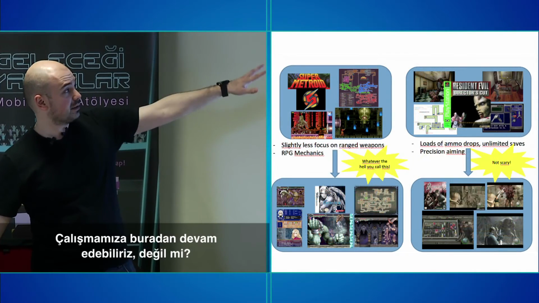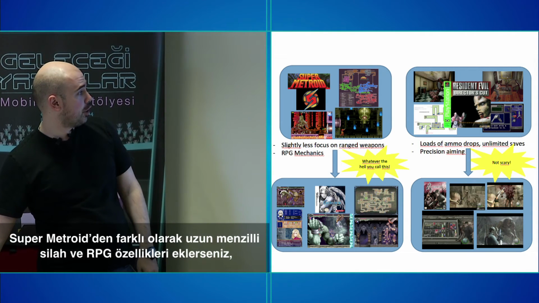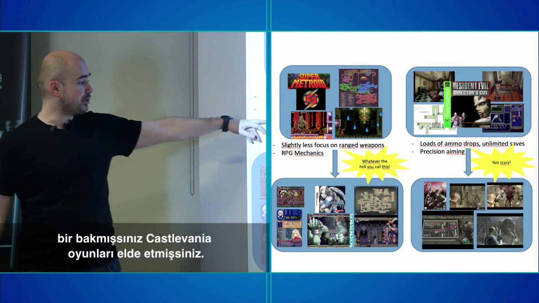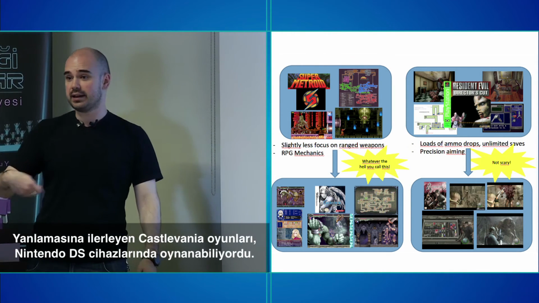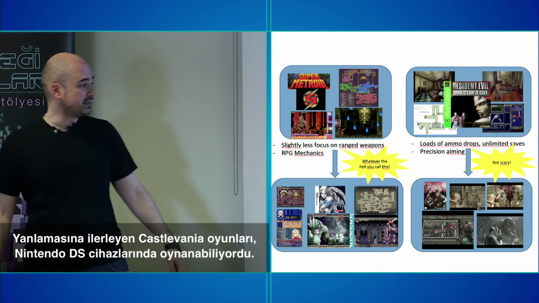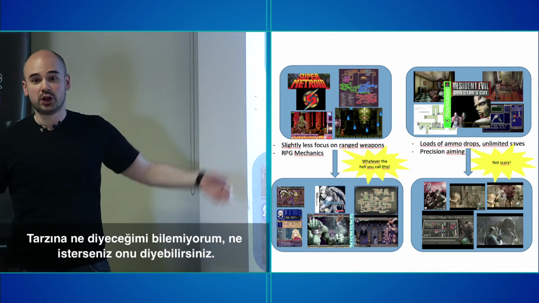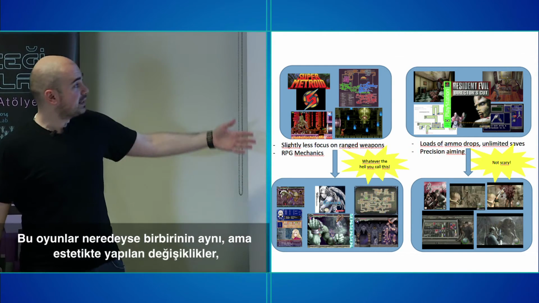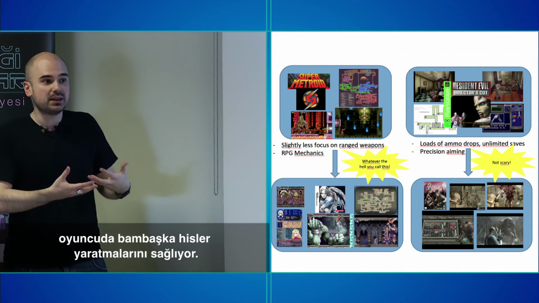And we can continue working from there, right? So from Super Metroid, you can move on with slightly less focus on ranged weapons and adding RPG mechanics, and suddenly you have the Castlevania games. You have a lot of side-scrolling Castlevania games for the Nintendo DS system and stuff. I don't even know what genre that is, whatever the hell you call it. It's some RPG adventure fusion genre, right? But this makes sense. Right?